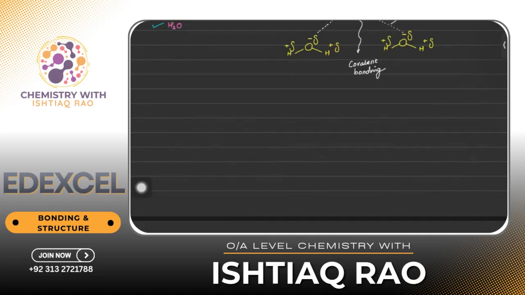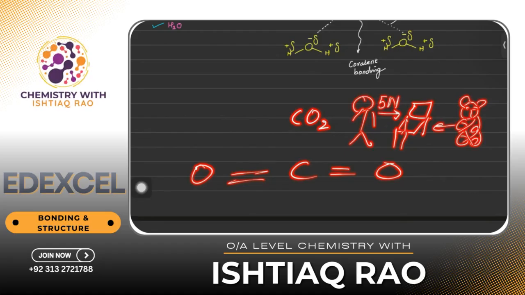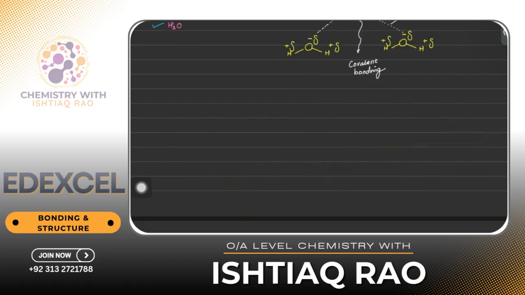If you have ever noticed, let's say carbon dioxide: is this polar or non-polar? CO2. Let's say I have a chair, and this is you and this is me. I'm applying a force of 5 Newton and you're also applying a force of 5 Newton. The chair will not move because the forces are cancelling each other. That's why carbon dioxide is non-polar.